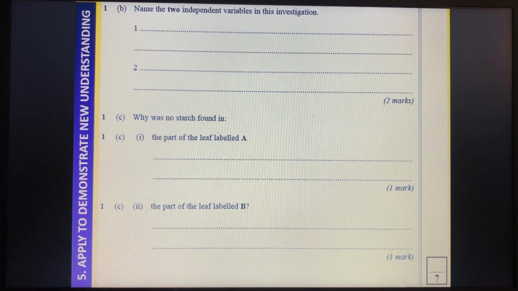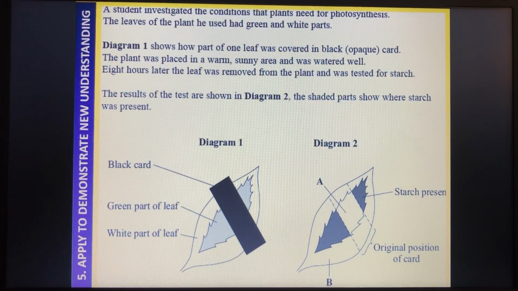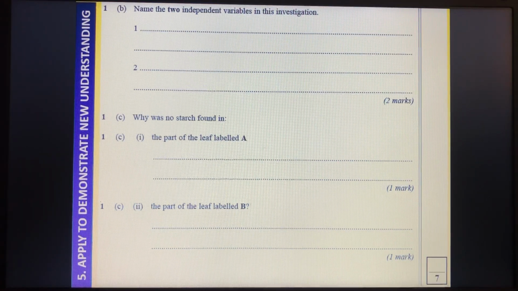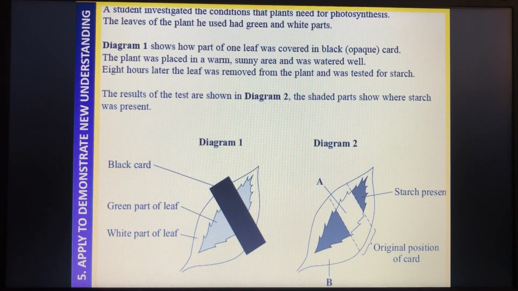Why was no starch found in the part labelled A? Okay, why was no starch found in the part labelled A? If you need extra time, pause now. Why was no starch found in the part labelled B? Why was no starch found in the part labelled B? Need extra time, pause now.